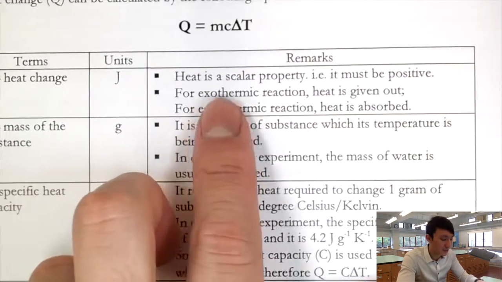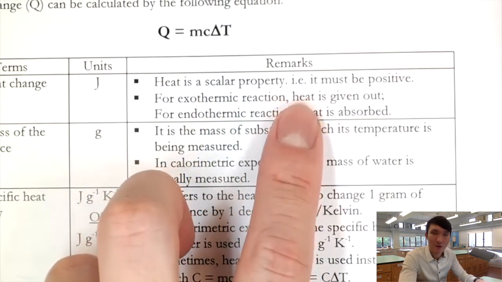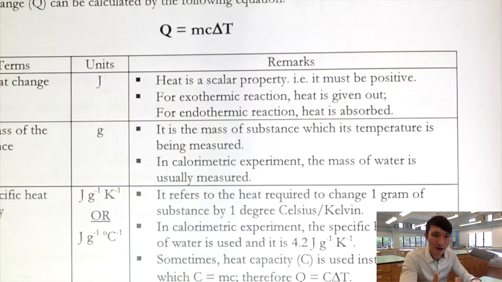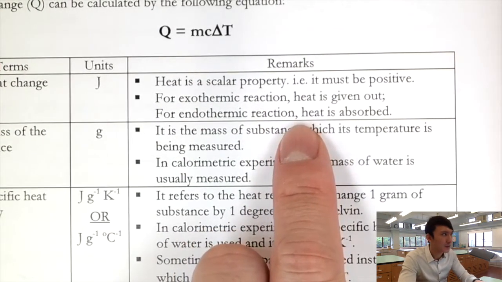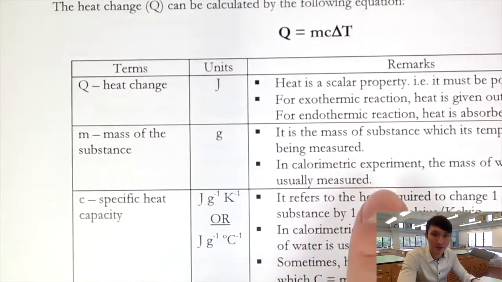Now, you know that heat is a scalar property, which basically means it must be positive. So whenever you do this calculation, you must get a positive answer. But you may be able to tell from the temperature change whether it is exothermic or endothermic. Okay? Anyway, make sure it is positive. You don't have a negative heat.